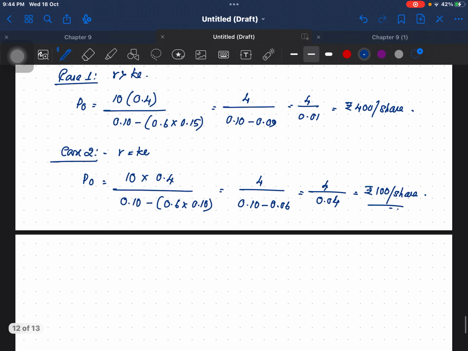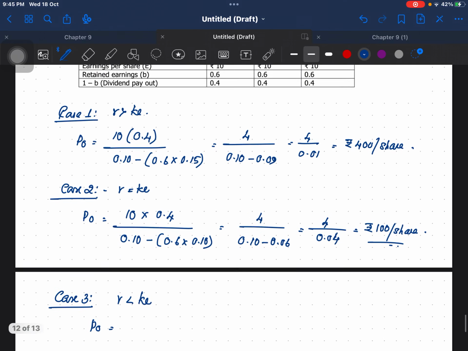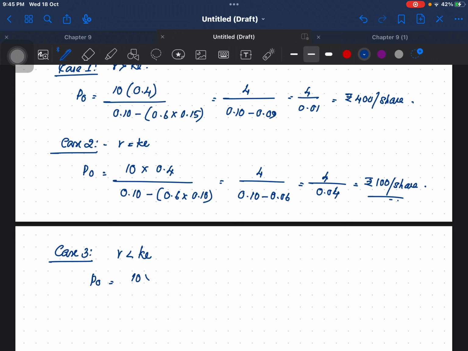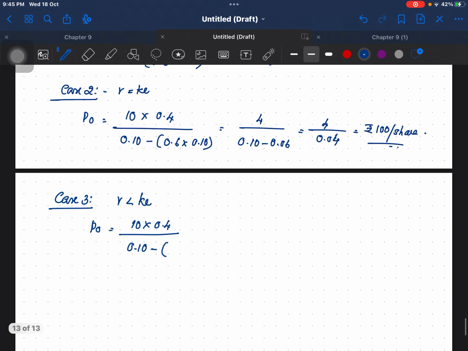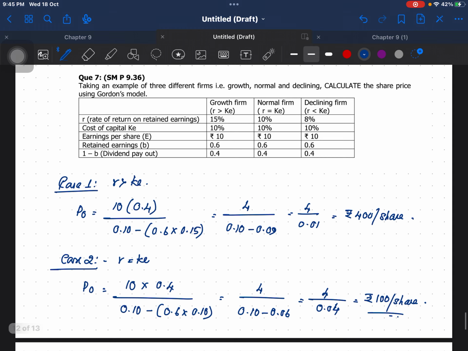Now case 3: R is less than K. P0 is equal to 1 minus B, that is 10 into 0.4, divided by 0.10 minus, again, B is 0.6 and R is 8%.